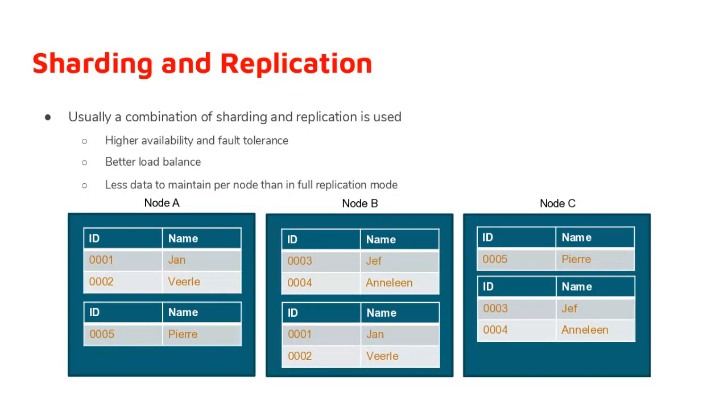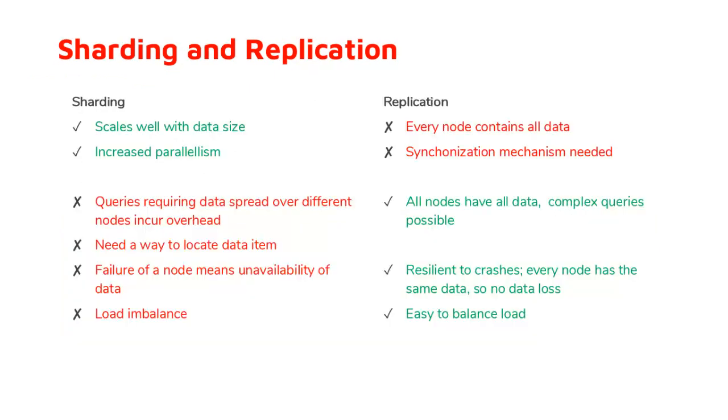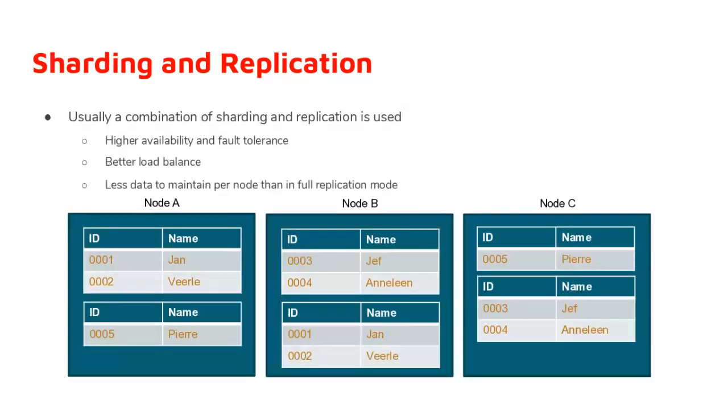So all these systems use a combination of sharding and replication. That means they combine the strengths and weaknesses of both approaches, and they offer a mixed type of service. So here's an example. Again, we have our table with 5 rows, and you see the first 2 rows.